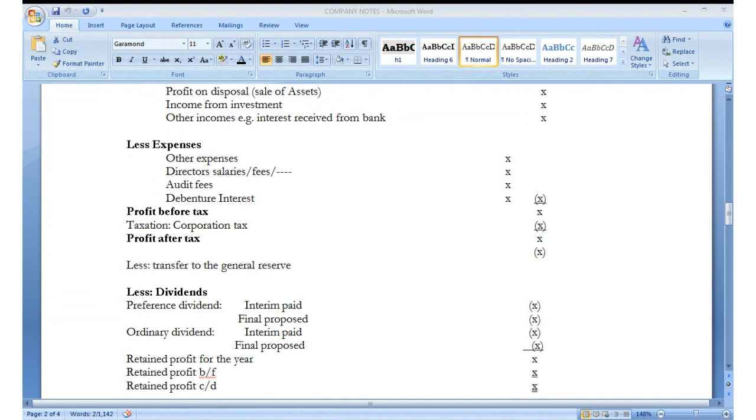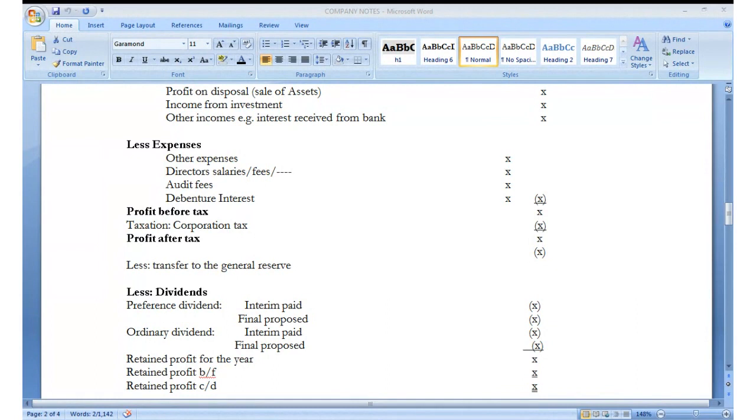Remember, this is not the first year that we are doing business as a company. We have the previous year. Now, the retained profit of the previous year is the one that we are referring to as retained profit brought forward, brought down. This is the retained profit from the previous year. Now we add it to the retained profit for this year to get retained profit carried down. That is CD. So retained profit for the year, we add the retained profit of the previous year, that is the retained profit brought forward, to get now the retained profit carried down. And that is the end of our trading, profit and loss account, and appropriation account.